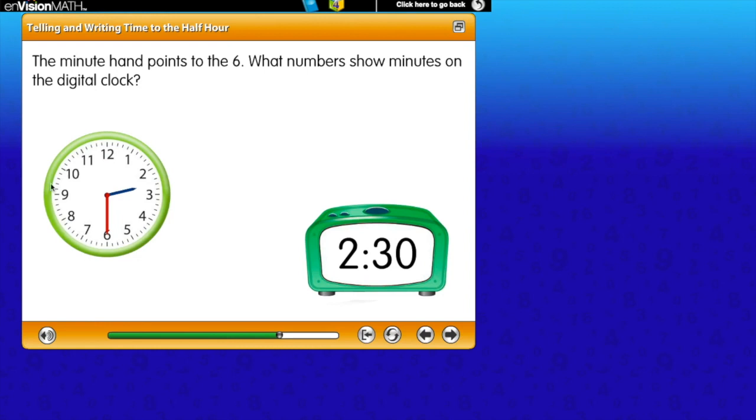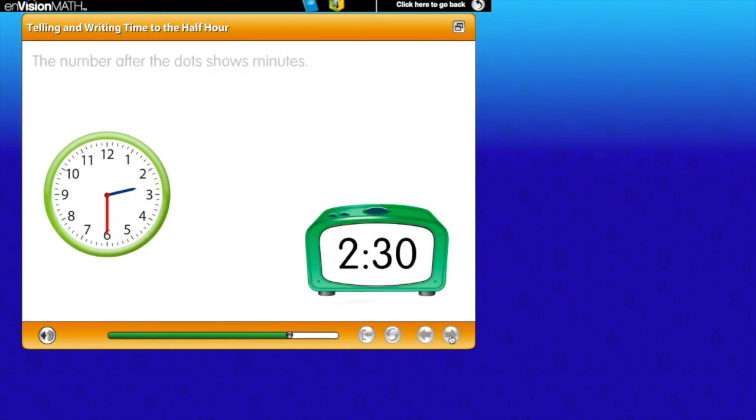Now, knowing that this clock says 2:30 and looking at this digital clock over here, I want you to make a prediction as to what numbers show minutes on the digital clock. If you remember the digital clock, we read it saying the hour first and then the minutes. So what numbers show the minutes on the digital clock? Well, it's going to be the two numbers after the two dots. The number after the dots shows minutes. The digital clock shows 30 minutes.